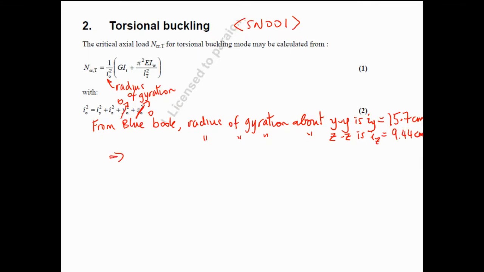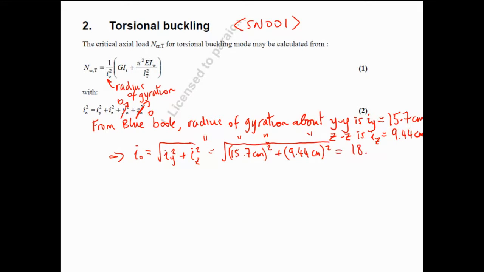That implies that i naught is equal to the square root of the major axis radius of gyration squared plus the minor axis radius of gyration squared, which equals the square root of 15.7 centimeters squared plus 9.44 centimeters squared, and that gives us 18.29 centimeters. So that's the first thing.